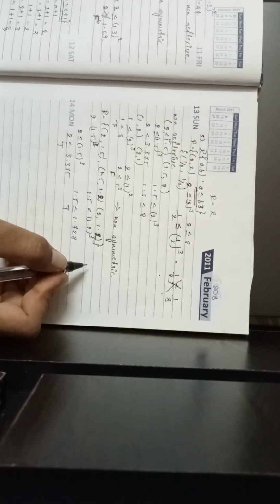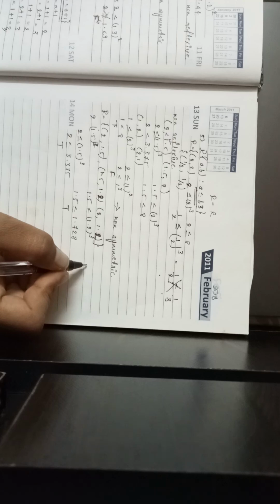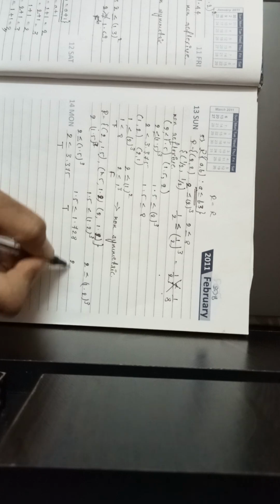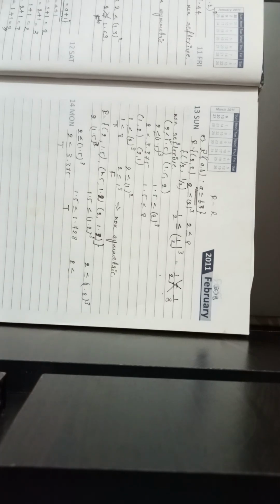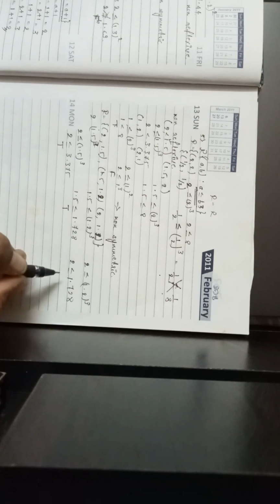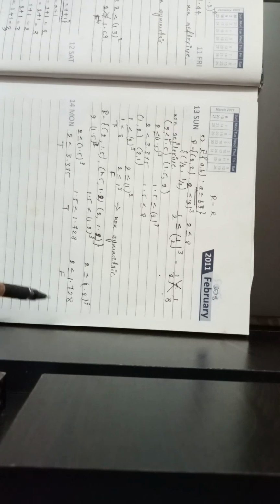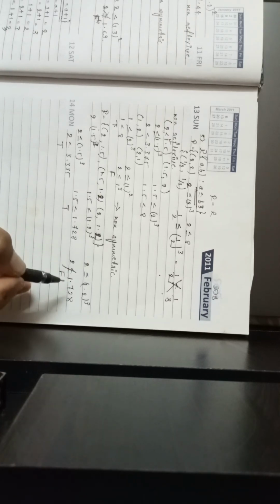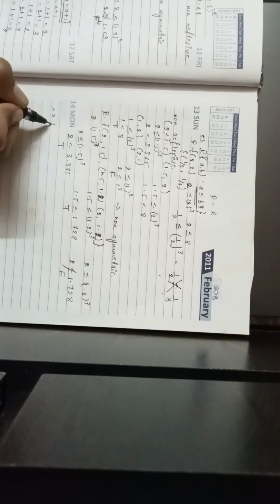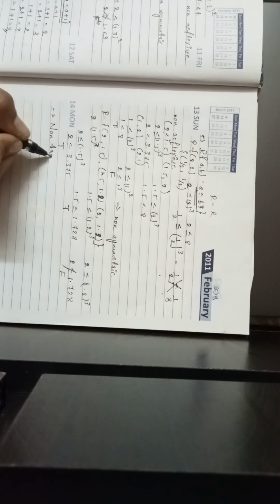Now check for the next condition, that is 2 should be less than or equal to 1.2 cube. 1.2 cube is 1.728. So this condition is false. Why? Because 2 is greater than 1.728. 2 is not less than 1.728. So in this case, two conditions are true but one condition is false. So we can define this as a non-transitive relation.